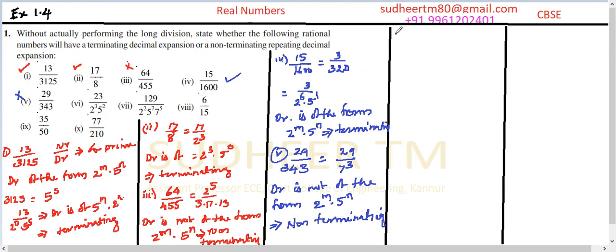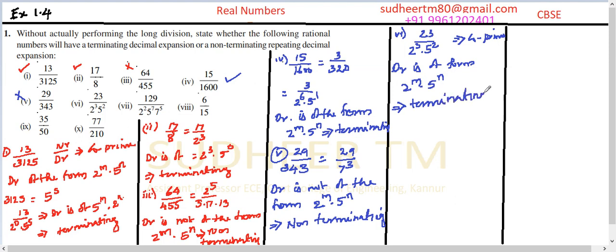Now let us take the sixth one. Sixth number is given 23 divided by 2 raised to 3 into 5 raised to 2. 23 is a prime number. There is no common factor, so they are co-prime. Also, the denominator is of the form 2 raised to m into 5 raised to n, which gives terminating decimal expansion.